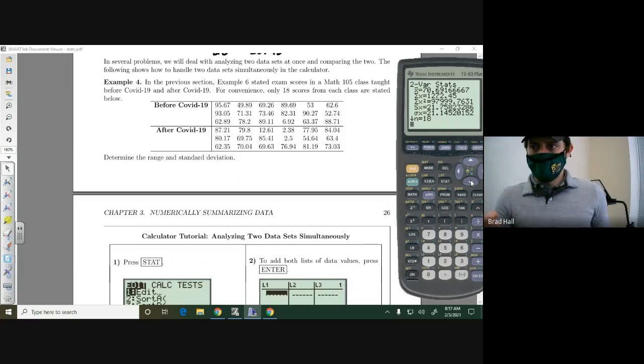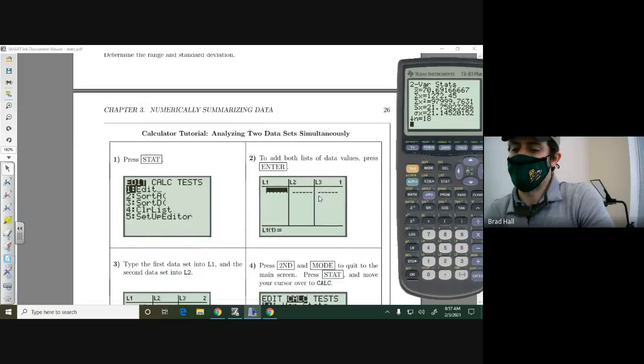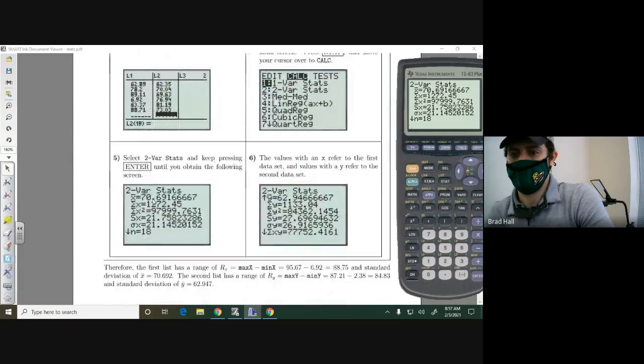And did people get those numbers? I'm going to trust you did. So from here, so now we're at, oh, okay, well, that's good because that's what I got last night. And so, as I mentioned, the values with an X refer to the first data set, and the values with a Y refer to the second data set.